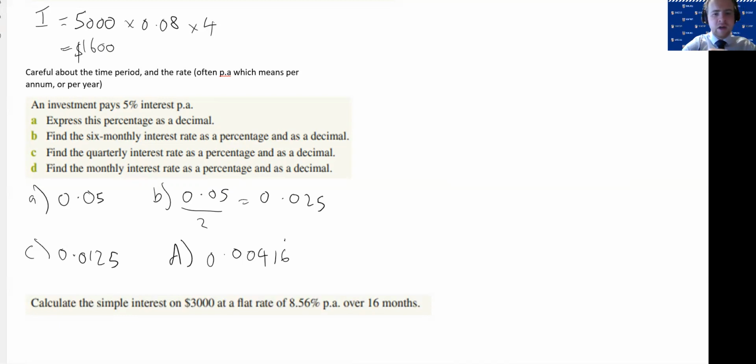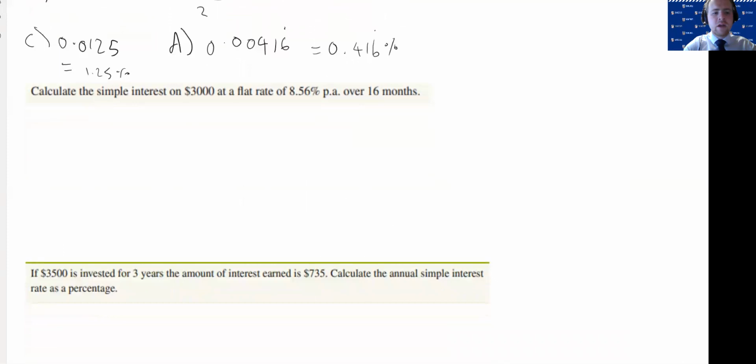It also says to write it as a percentage, so I'm going to write these all as a percentage as well. So just times it by 100 again, 1.25%, and this one becomes 0.416 repeating percent. Okay, so you can see the percentage rate changes depending on the time period, you will adapt it to that time period.